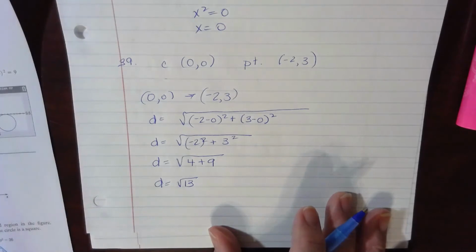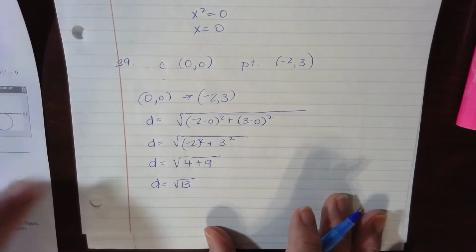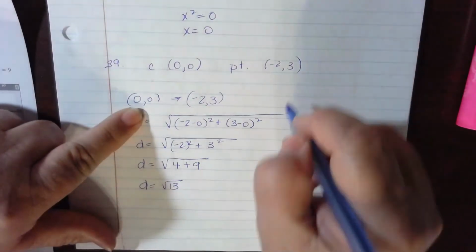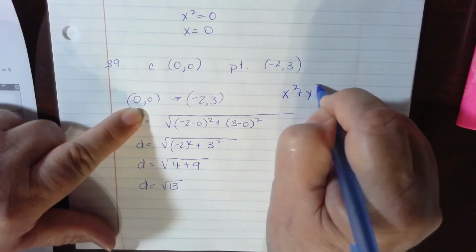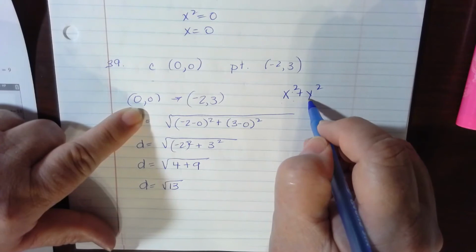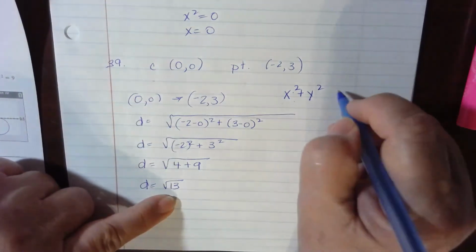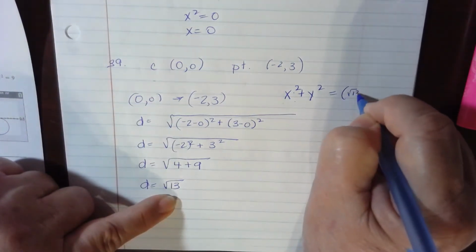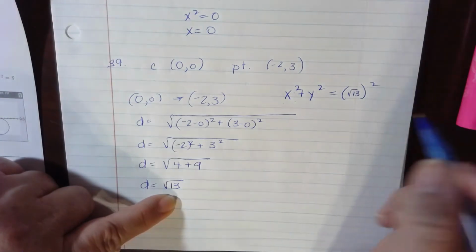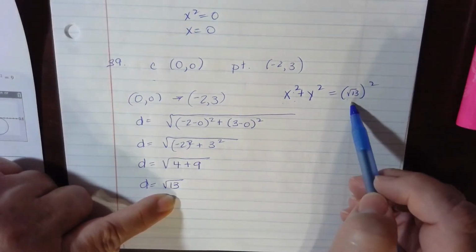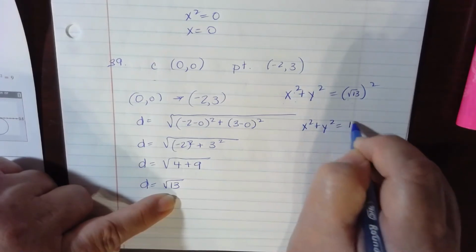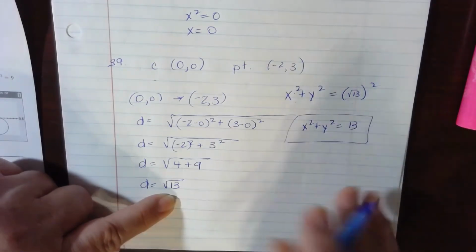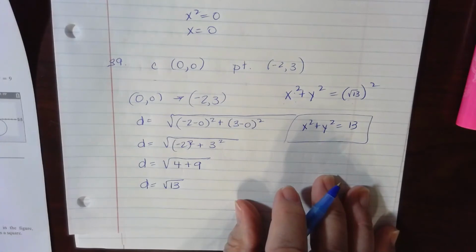Alright, so what were my directions? Write the standard form. Here's my center. So since it's 0, 0, I can just do x squared plus y squared. Here's my radius that I square. Well, what happens when you square the square root of 13? You just get 13. So that's my answer to that problem.